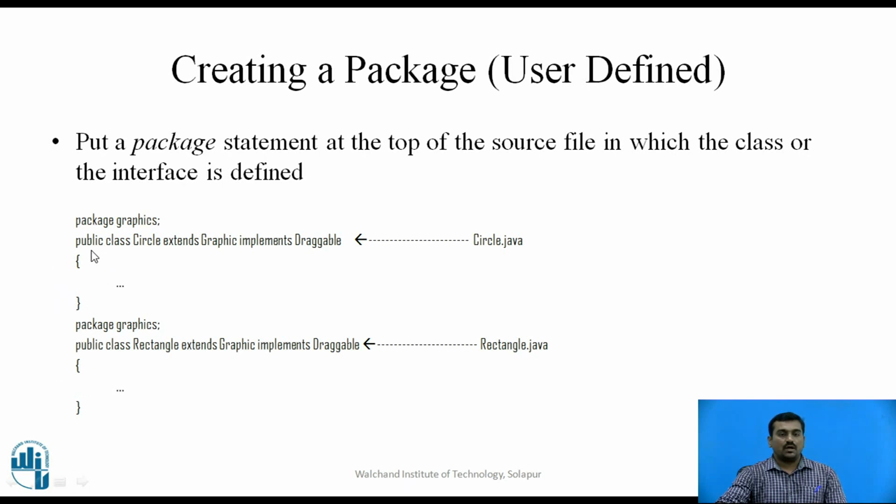I am writing here a public class, public so that it can be accessible by other programs in this folder or package. So, public class circle extends graphic. Okay, so it is inheritance. This circle class is extending the graphic class and it is also implementing a draggable interface.